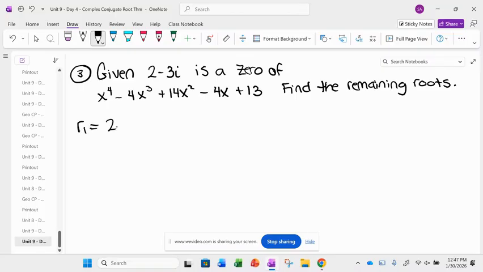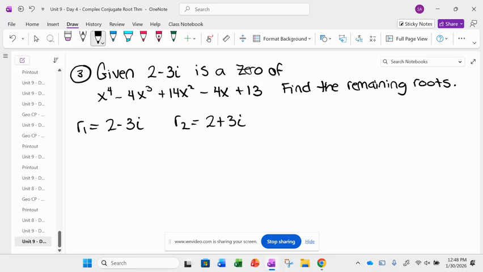Well, if root 1 is 2 minus 3i, what does that mean for root 2? It has to be 2 plus 3i, which means how many roots are left to find? 2 more. A couple of different ways we can do this. What's one way we can do this? Rika? We saw this in the last one. And that equation, then that one divided by.